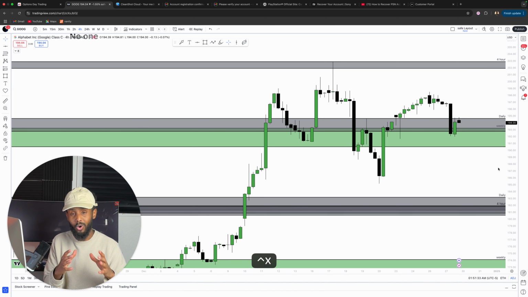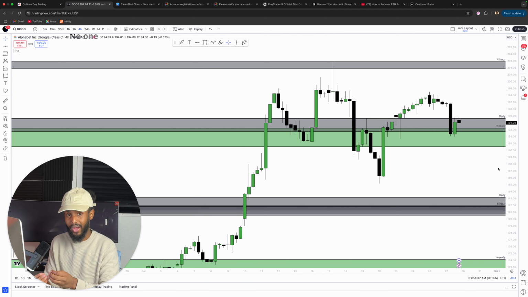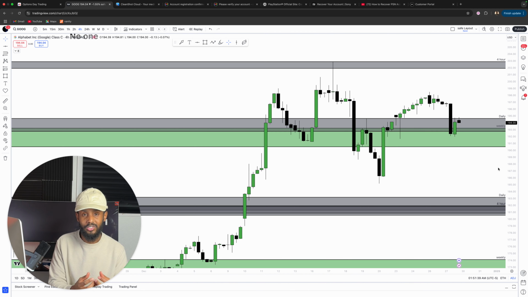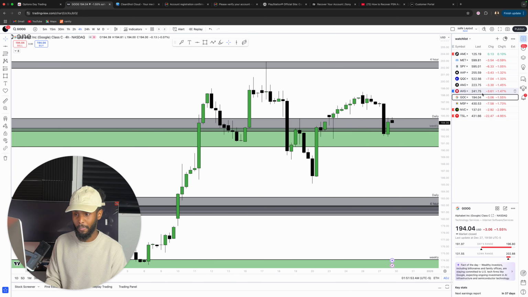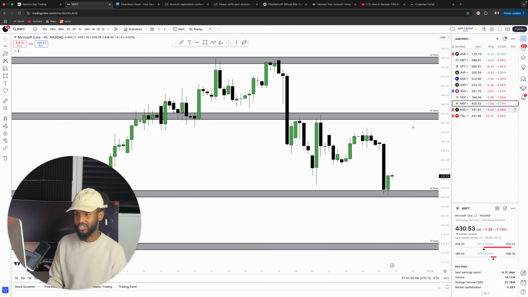But the most important thing is label your charts and then ask yourself, are buyers in control? Are sellers in control? Or is no one in control? So if you want to take one thing away from trading going into 2025, that is a question that you need to be asking yourself all of the time. Now we can look at other stocks also.